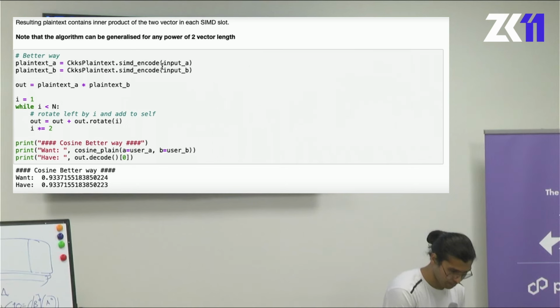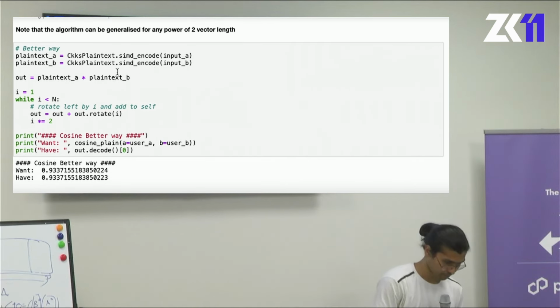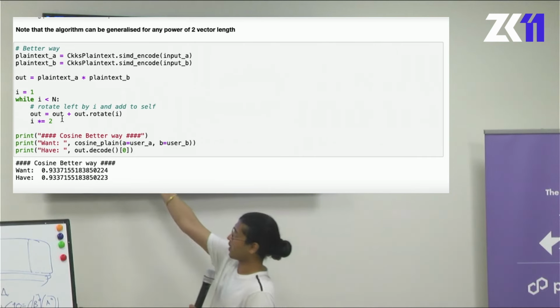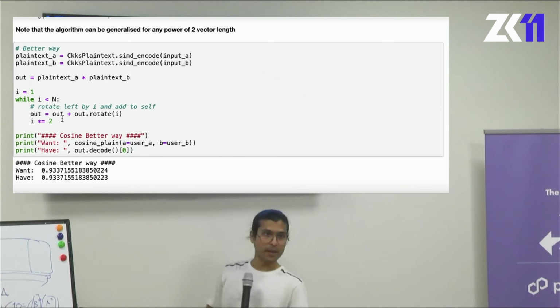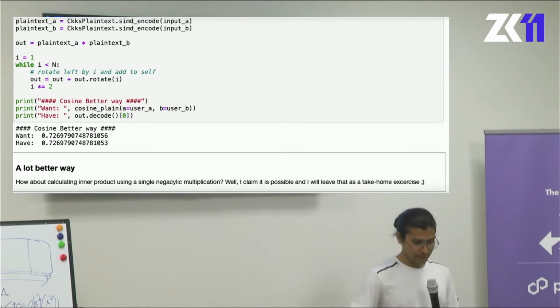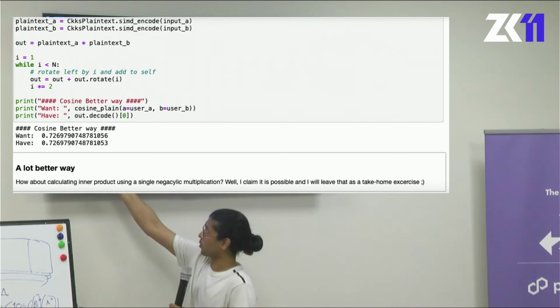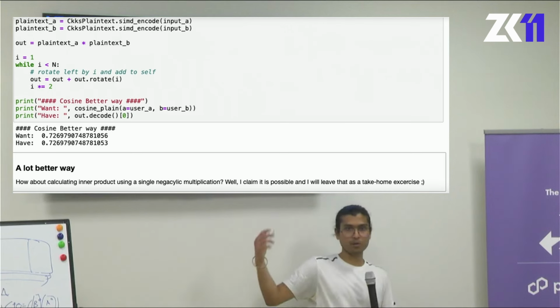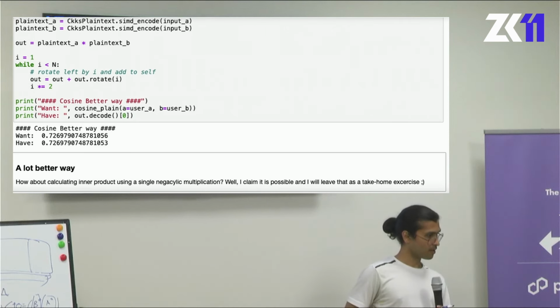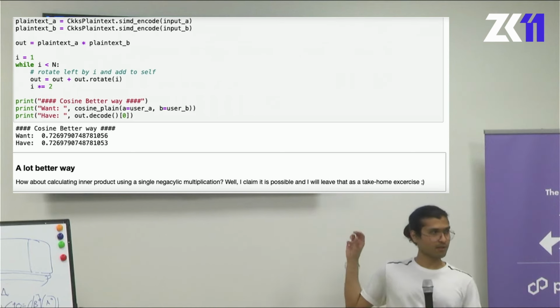We encode the inputs as SIMD plaintexts. We multiply them once, and then we rotate them repeatedly a logarithmic number of times, by doubling the number of slots that you rotate by after every iteration. And then we check whether the cosine function works, and this is what we wanted, and this is what we have. So this is pretty simple. We were able to do this using CKKS plaintext. Okay? Any questions? Ten minutes left, right? Cool. Any questions?